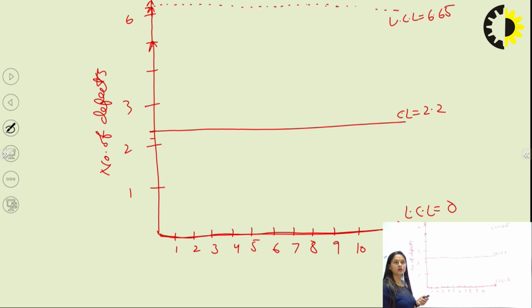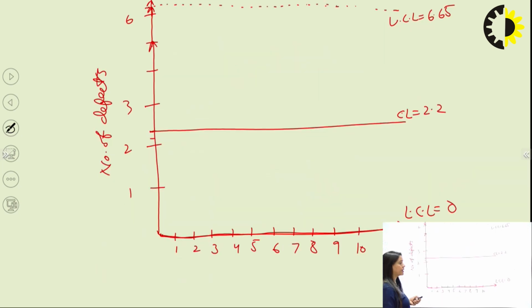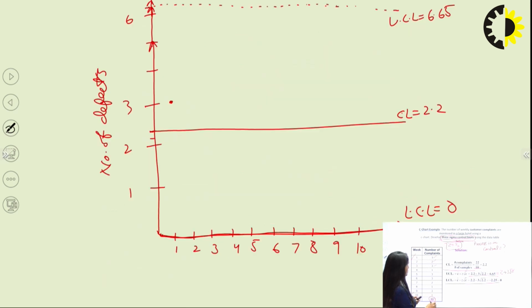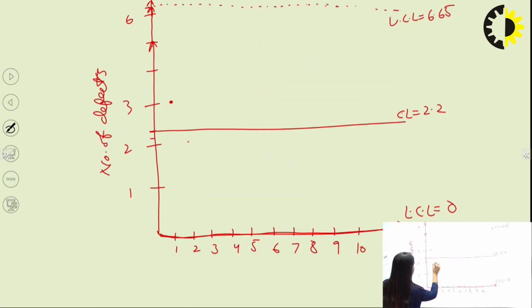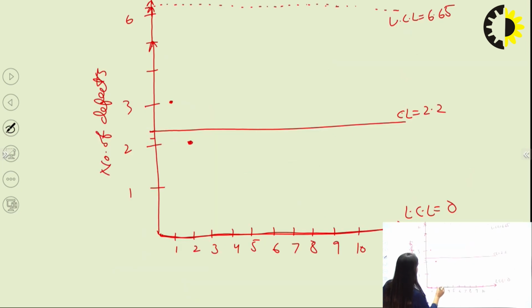Now we will draw all the defects, or you can say mark all the defects. On the first day, the defects are 3, meaning the number of complaints is 3. So we will mark here 3. On the second day, it's 2. On the third day, it is 3. So on the third day, again, it is 3. On the fourth day, it is 1. So on the fourth day, it is here 1.